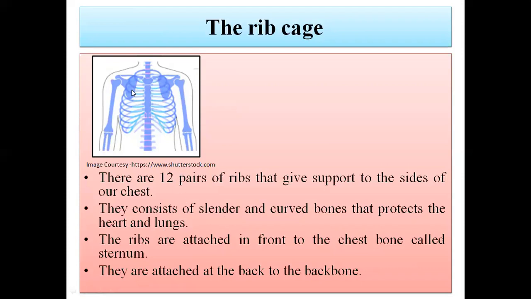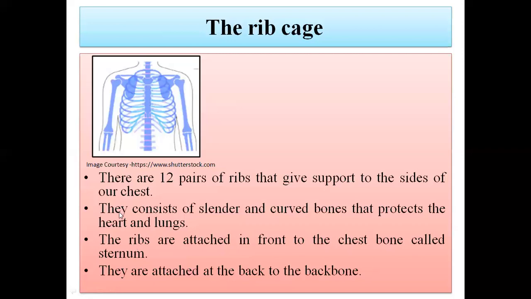And these bones are thin. Slender means thin and curved. The ribs are attached in front to the chest bone called the sternum. So this particular region is called the sternum, the front side of the rib cage where the ribs are attached. This part is called the sternum.